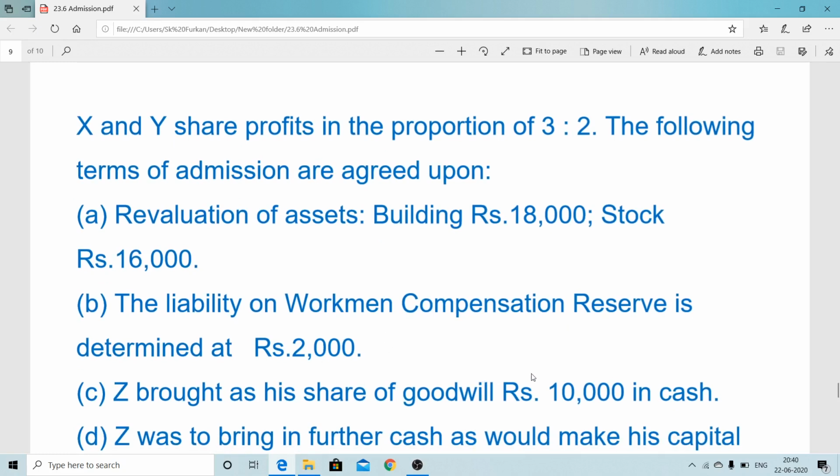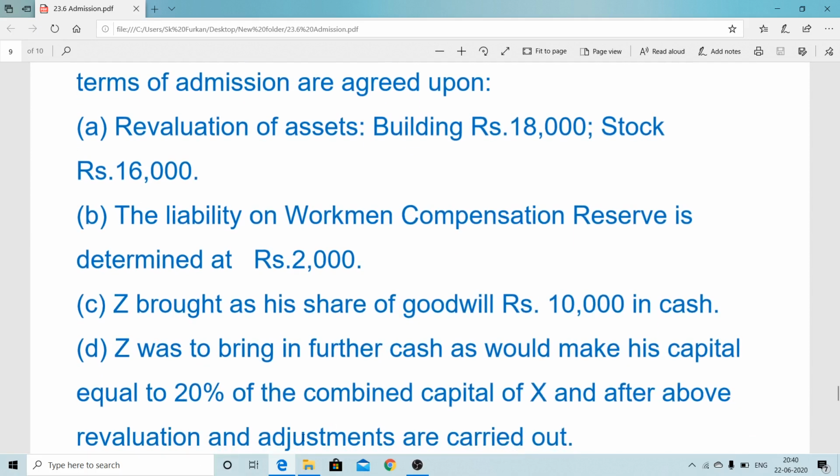The new partner's share of goodwill is 10,000, which has to be brought. Now 20% of the combined capital of X and Y has to be brought by Z. So we can find out the combined capital of X and Y here. Z is to bring further cash, as a 20% share is given to Z. So 20% is 1/5. So 1 minus 1/5, that is 4/5.